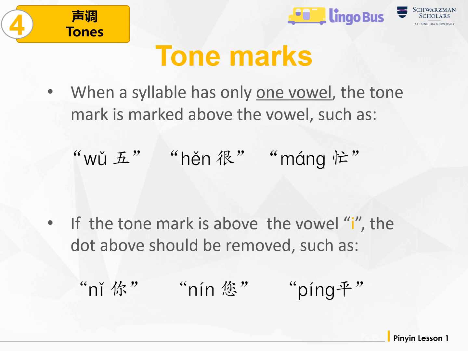The first tone is marked as a horizontal line. The second tone is marked as a rising line. The third tone is marked as a falling and rising line. And the fourth tone is marked as a falling line. When a syllable has only a basic vowel, the tone mark is marked above the vowel, such as in wǔ. The tone mark is placed above the vowel. If the tone mark is above the vowel i, the dot should be removed.